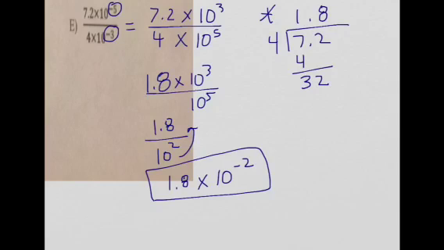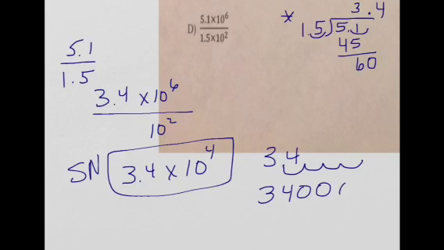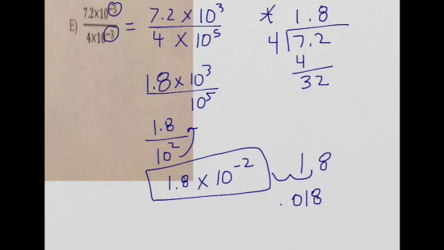If we need to put it into standard form, then we would take the 1.8 and we'd move the decimal to the left, 1, 2, so that's going to be 0.018. And let's go back and do that on this one too. What would this one be? This is scientific notation, and in standard form it would be 3.4, and we'd move it 4 places to the right, 1, 2, 3, 4, so it would be 34,000 with a comma. And that's how you do scientific notation.